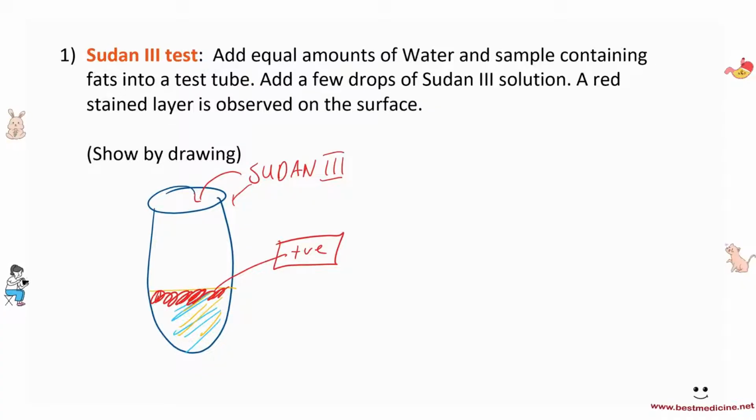If you don't see any red colored density forming on the surface or anywhere inside, then that means that the sample that you have is negative for lipids, okay?